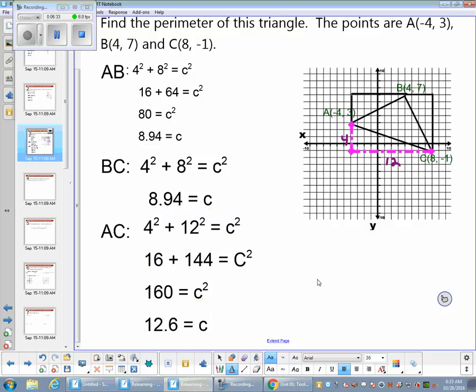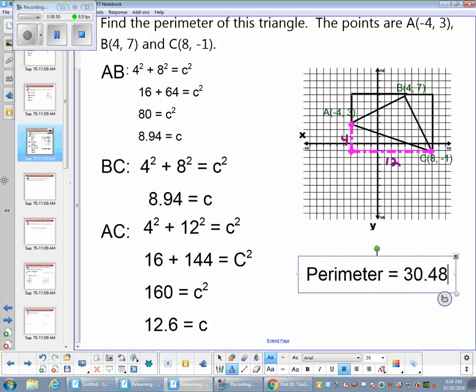All right. Now, if I want to find the perimeter, I just have to add these up. 8.94 plus 8.94 plus 12.6. I get a grand total of 30.48. Hopefully that makes sense.